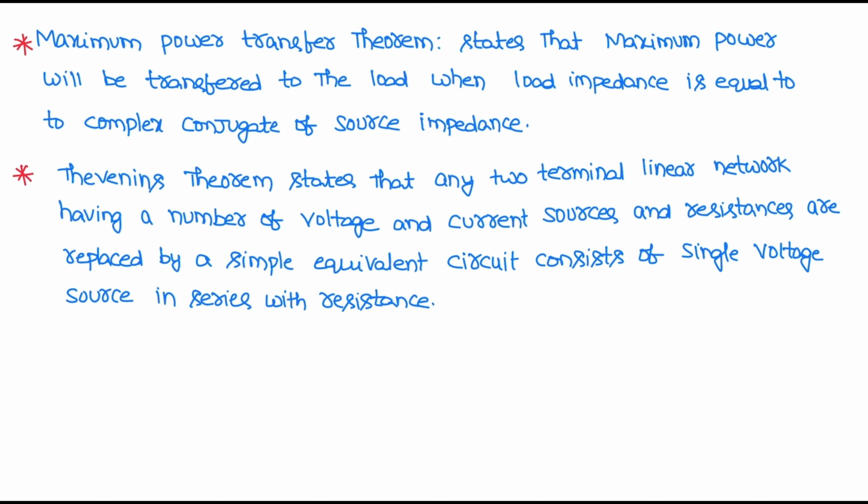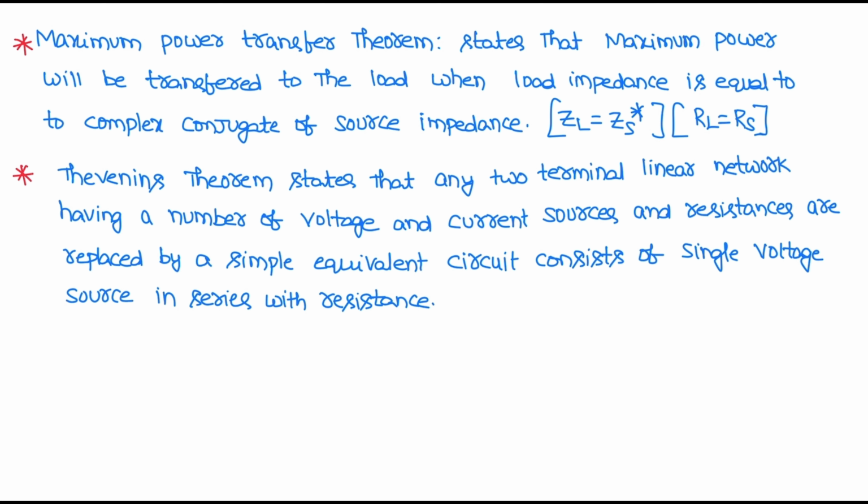Next is maximum power transfer theorem. So this MPT, maximum power transfer theorem, states that maximum power will be delivered to the load when load impedance is equal to the complex conjugate of source impedance. That is, ZL is equal to ZS star. If it is a real load, RL is equal to RS. Load impedance is equal to source impedance for maximum power transfer.